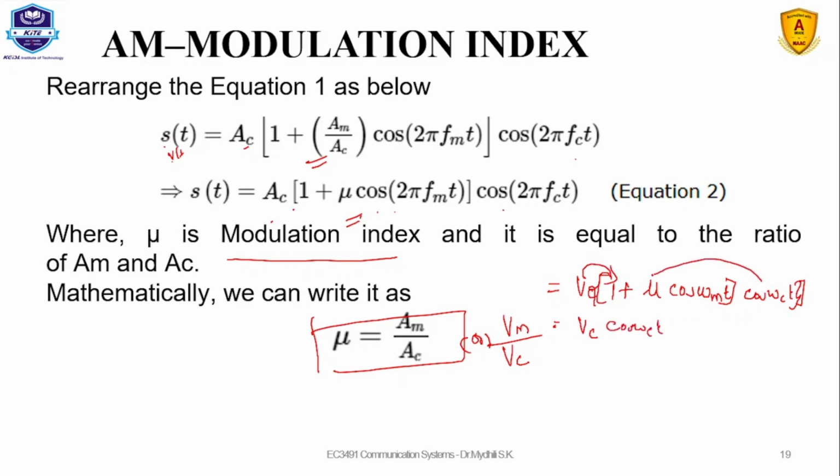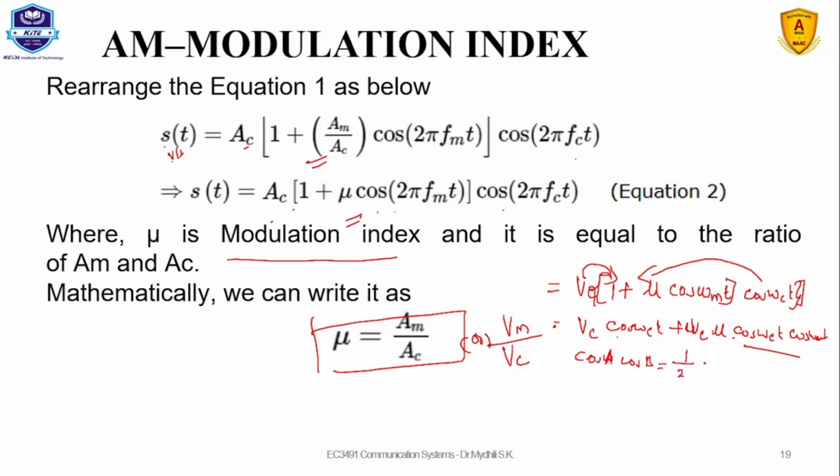This cos omega ct is common. So again it is Vc into mu, mu into cos omega ct into cos omega mt. So these are the terms we have arrived at, and you could see this cos omega ct and cos omega mt is of the form cos a cos b. You know the trigonometric solution has a formula.